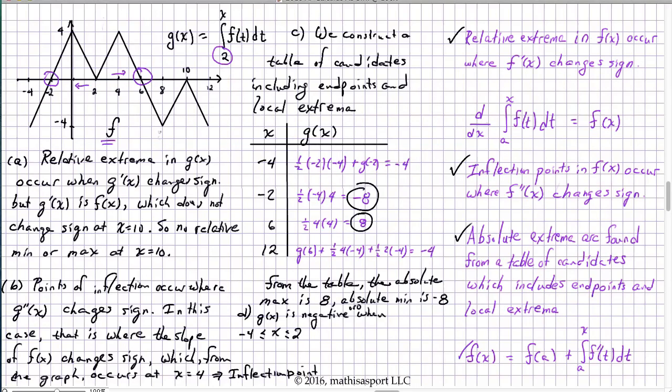Now, is there an additional area? Well, in fact, there is, because we added 8 positive units to g when we went to 6, but we subtracted those 8 units again when we went to 10. And so from 10 to 12, we have negative or 0 area. That's it. I hope these help clarify the issues.